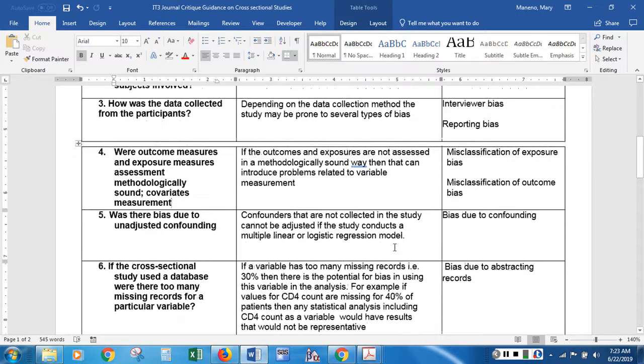The next point, was there bias due to unadjusted confounding? This point is usually looked at from two perspectives. One, was there a regression approach used, specifically a multiple regression approach used in the analysis that allowed for you to control for confounding factors? That's the first point. The second point would be, were there any variables that were not collected in the study that could have potentially affected the study outcome? So let's take a look at the journal article to see how these points were addressed.